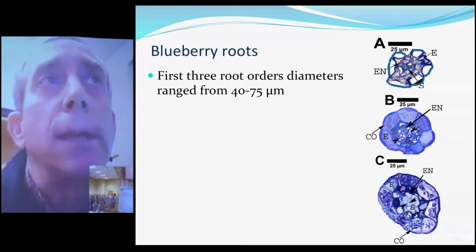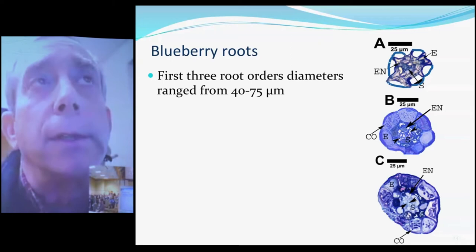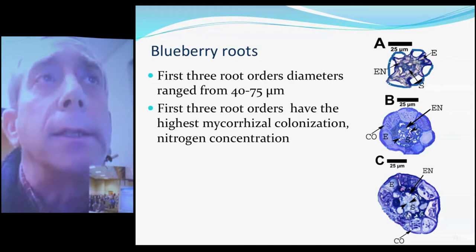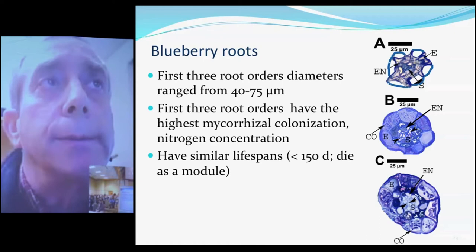So here I'm going to just summarize some things about blueberries. Although the diameter shifts, the concepts regarding order are the same. The first three order diameters were very small, only 40 to 75 microns. And those first three orders have the highest mycorrhizal colonization and the highest nitrogen concentration. We believe that probably the same occurs in apple. They have similar lifespans, and so they die as a module. And so that's the absorptive part of a root system.